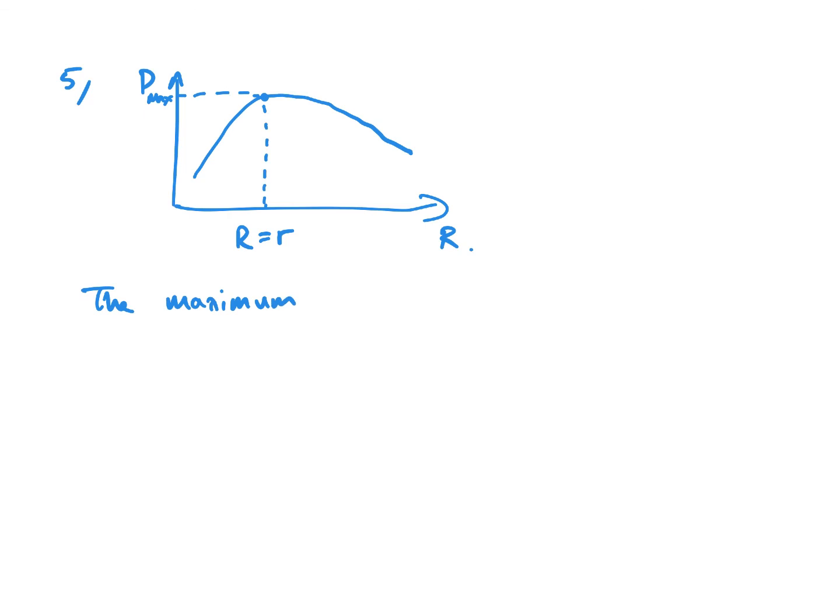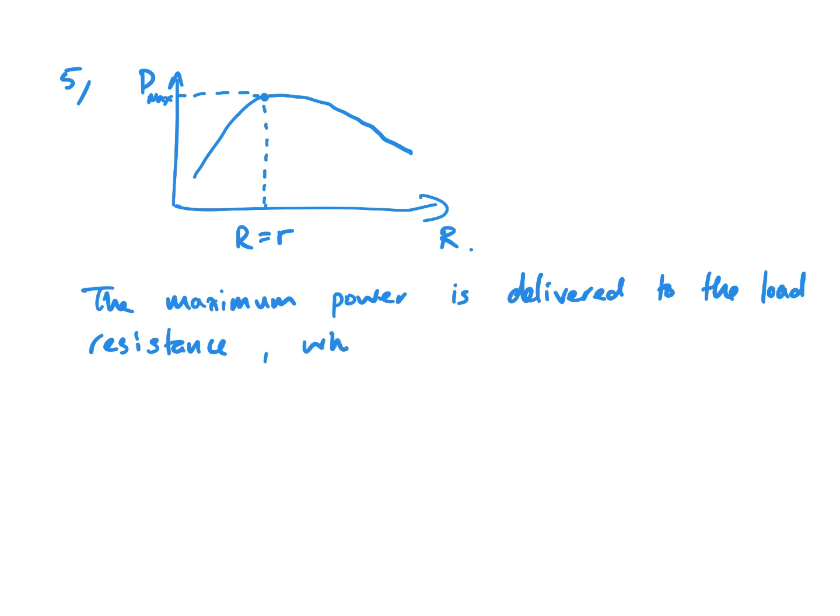So the maximum power is delivered to the load resistance when R, the load resistance, equals the internal resistance.